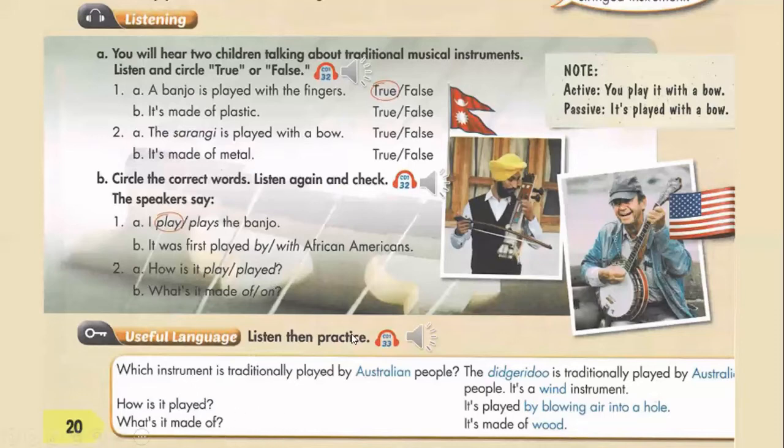Listen, then practice. Which instrument is traditionally played by Australian people? The didgeridoo is traditionally played by Australian people. It's a wind instrument. How is it played? It's played by blowing air into a hole. What's it made of? It's made of wood.